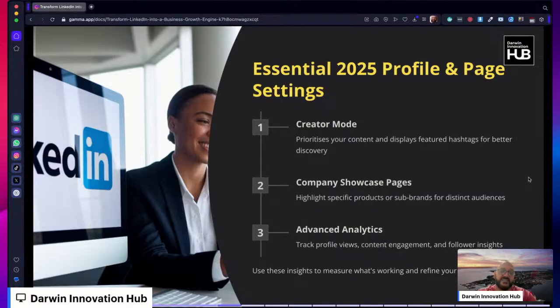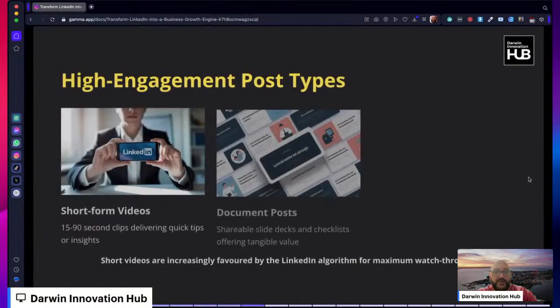So you can use those insights now to measure what's working and refine your approach a little bit every time. So if you find particular kinds of content you're making seem to reach further than others, this is where you get your information. It's from your advanced analytics within your creator mode profile.